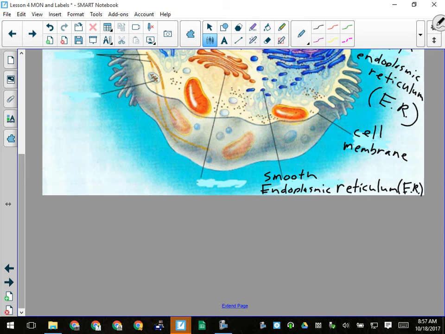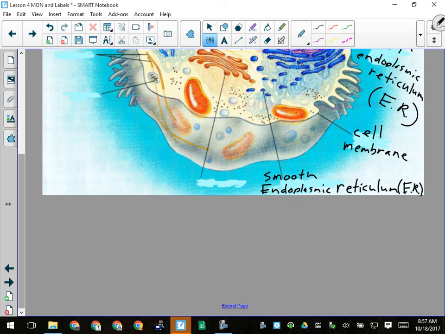But the smooth ER is probably, next to the nucleus, the most important organelle in the cell. It has many jobs. It is responsible for repairing and producing membrane material. And your cell is in constant need of membrane material, because membranes are the outer barrier to things, and they get damaged all the time. So they're constantly in need of repair. The cell's going to grow, so it needs to produce more. The smooth endoplasmic reticulum actually synthesizes lipids, which are fats, and that's what your cell membranes are made of. It also detoxifies poisons.